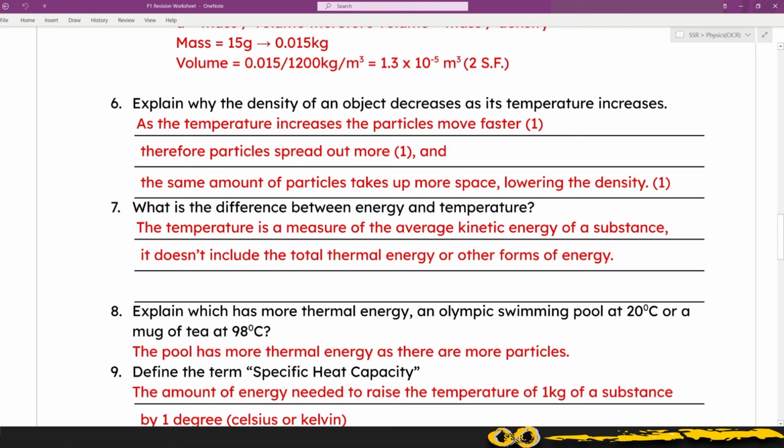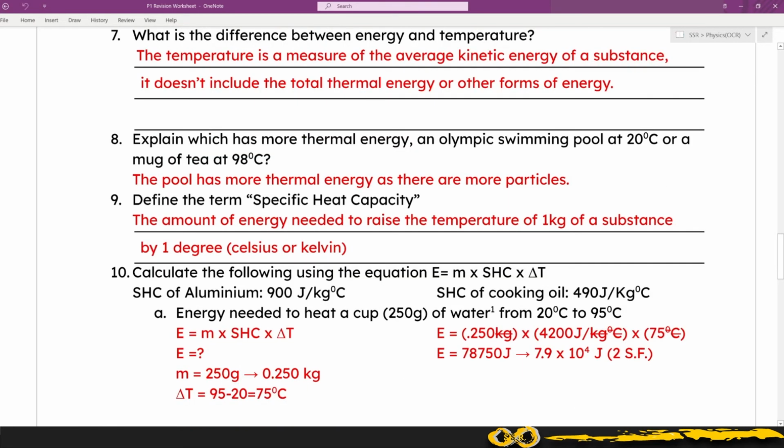Remembering the difference between energy and temperature, that temperature is the average kinetic energy or the average movement energy of those particles, and that the temperature is different to the total energy that those particles will have.